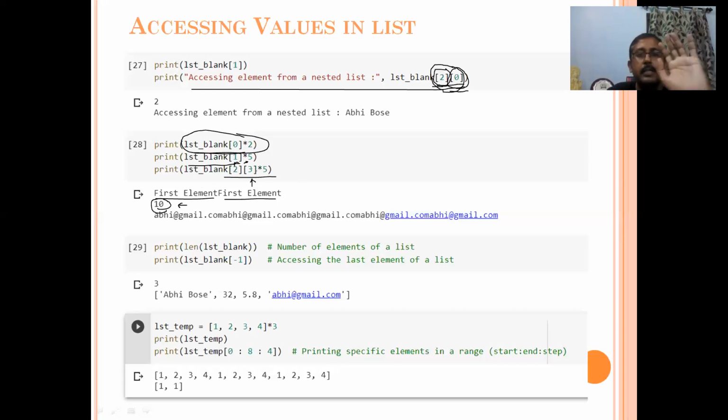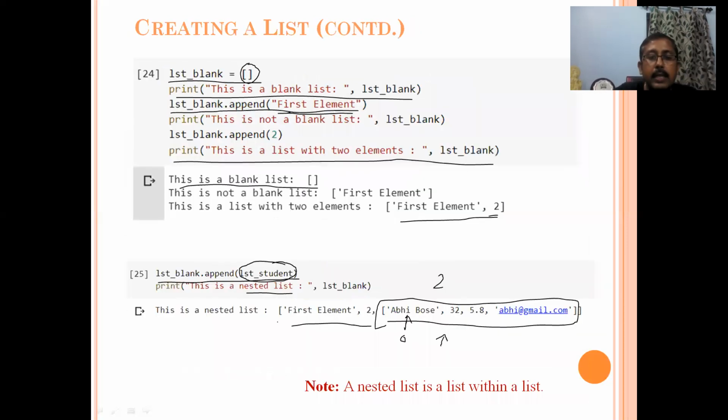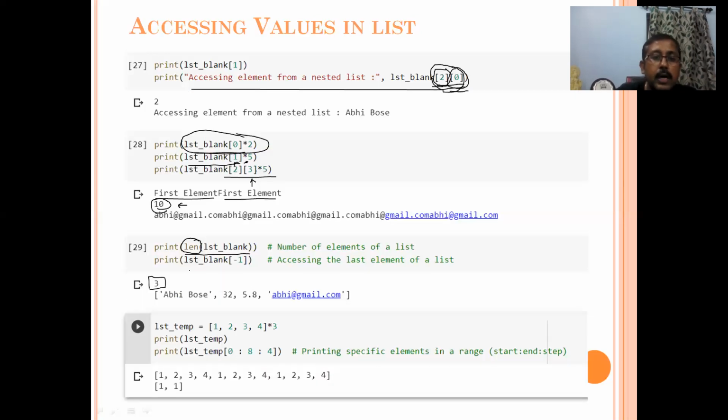So this part is trivial. Now, if you want to check the number of elements in a list, you can do that by using the len function. Again, it's an inbuilt Python function, len. It returns the length of the list. There are 3 elements in the list that we had here: 1, 2, and 3. So it will return a value 3.